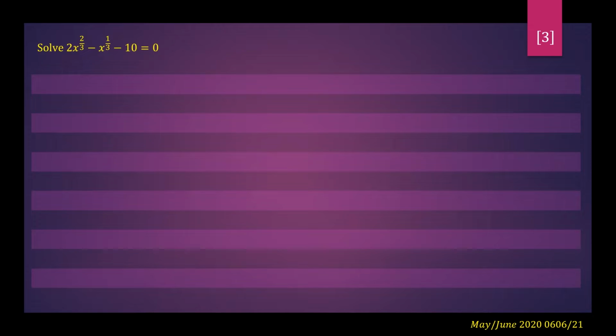In this question, we want to solve the following equation. We have 2x^(2/3) minus x^(1/3) minus 10 equals 0. Before we start, there's a couple of things you need to know how to do.